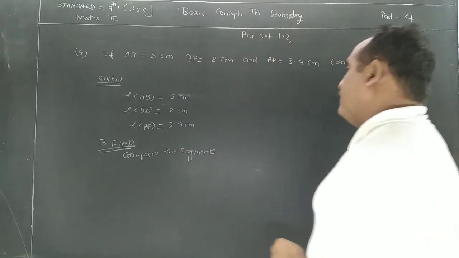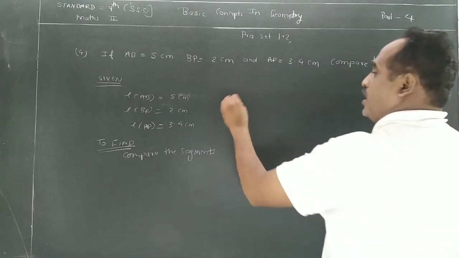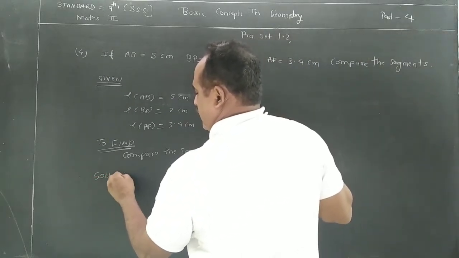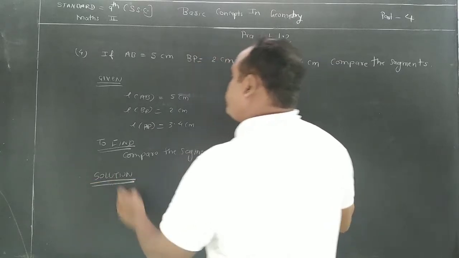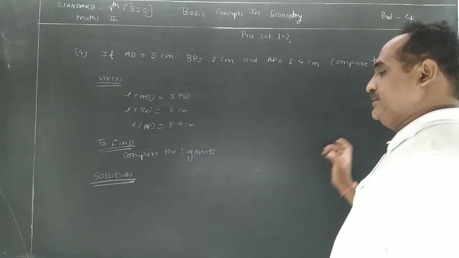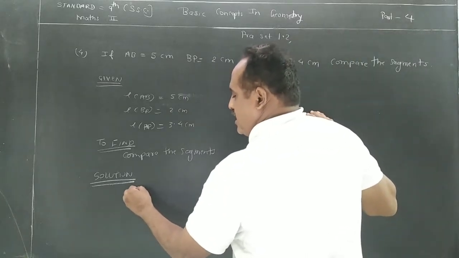What they are asked to compare the segments. So what you are going to do? Solution. Now compare this: 5 centimeter, 2 centimeter, 3.4 centimeter. So what can I write then?